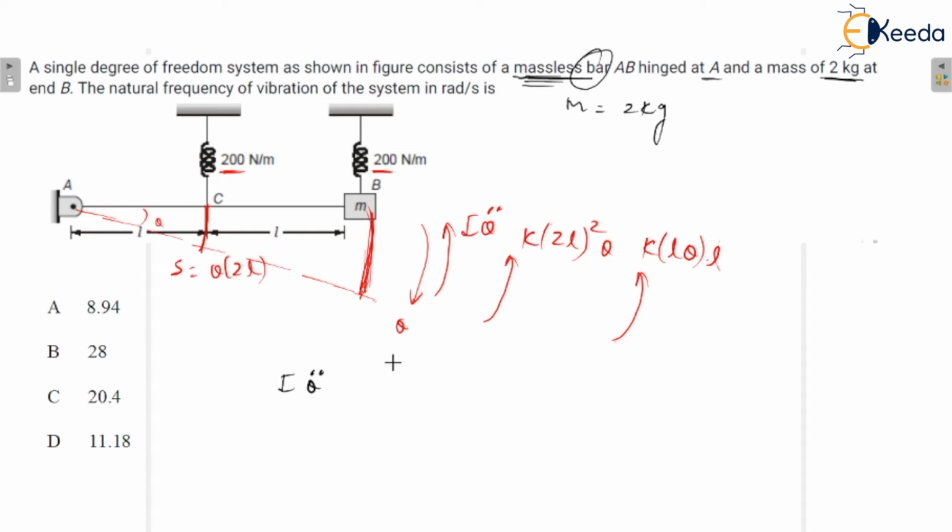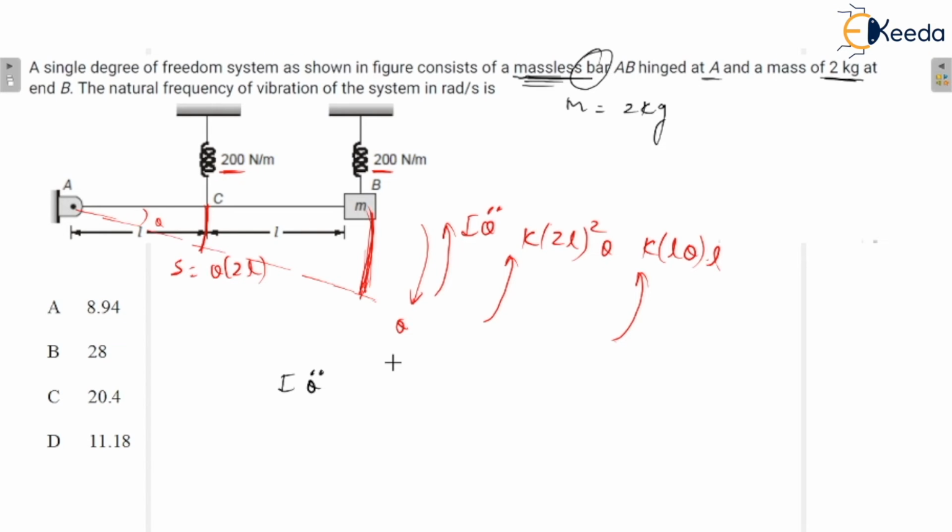Most students make a mistake here. They consider the mg torque. However, this is a simple question, because in the question it is simply given that this is a massless bar. But generally they will give you the mass of the bar also, to get you confused.